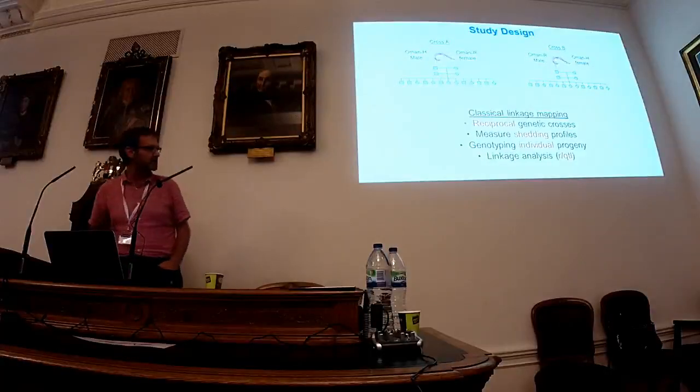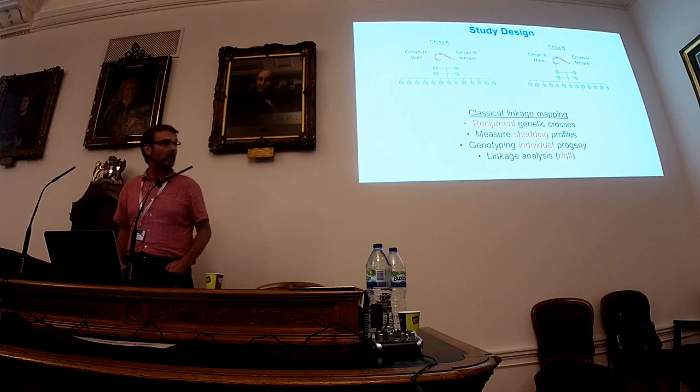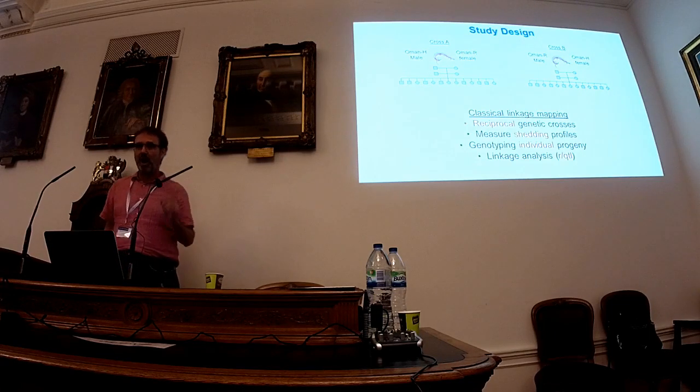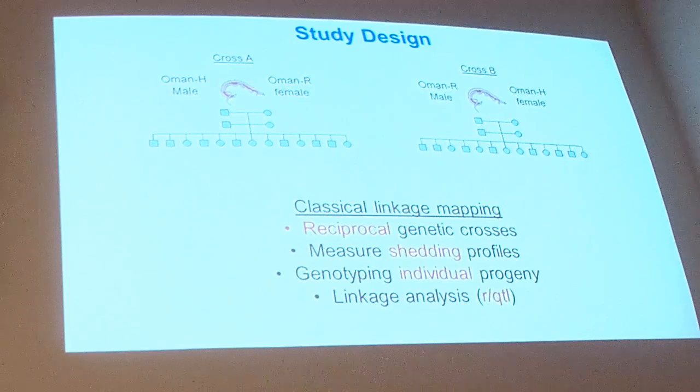We've done reciprocal genetic crosses between the night and day shedding parasites. The people in Perpignan have painstakingly measured shedding profiles of these individual parents, F1s, and progeny. We've then taken parents, F1s, and progeny and genotyped them across the genome. Then we've used a classic approach, linkage mapping. Linkage mapping is 100 years old now, but here we are doing it in schistosomes.